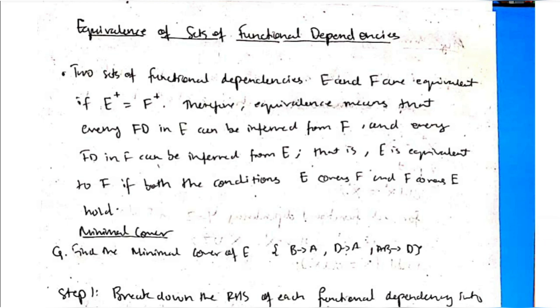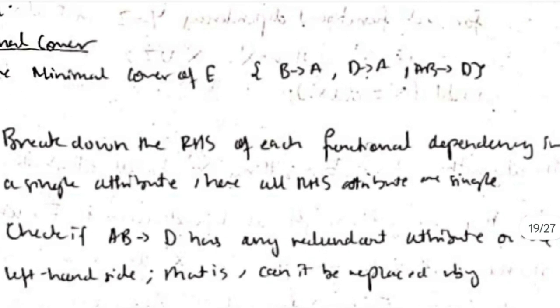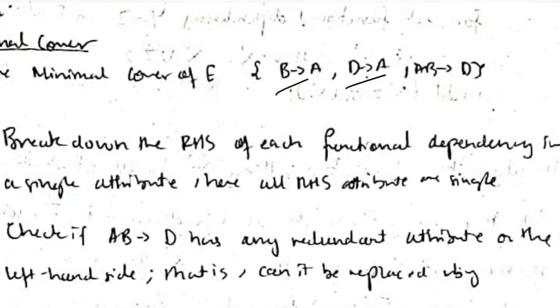Equivalence means that if there are two sets, they are functionally dependent upon each other if they are equal. For example, suppose we have to find the minimal cover using this algorithm. There are three things given to us: B determines A, D determines A, and AB determines D. So what are the changes which we can make?